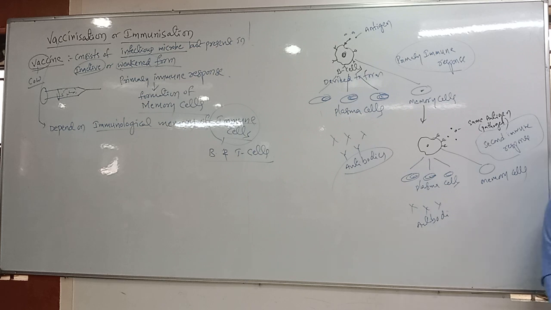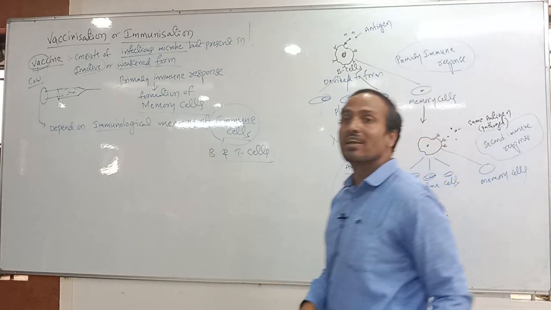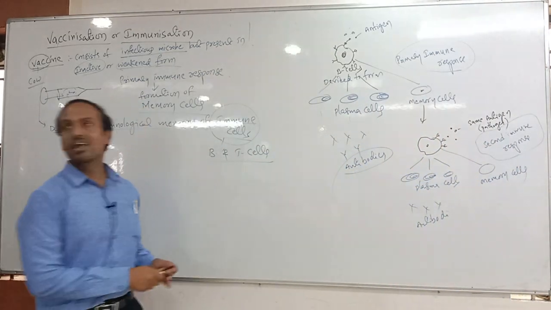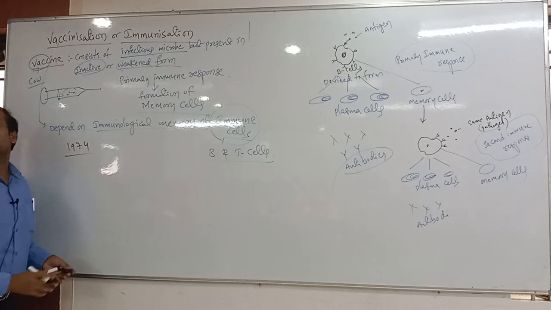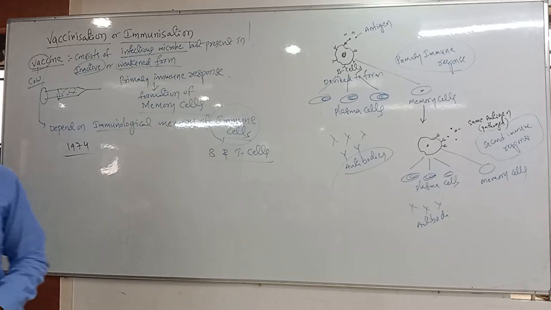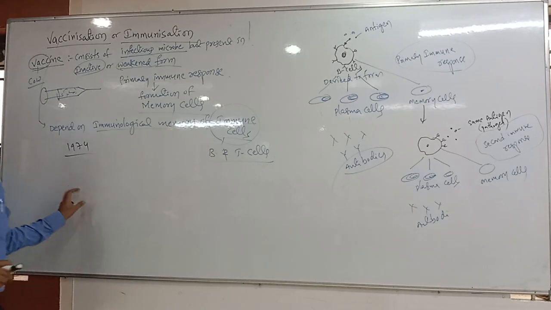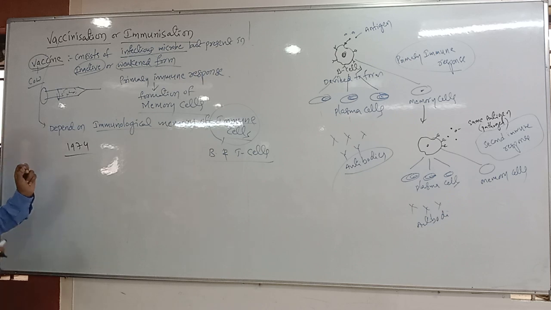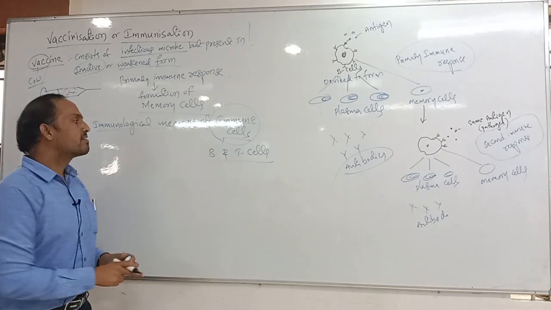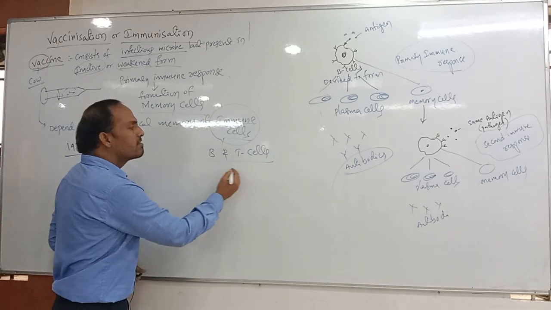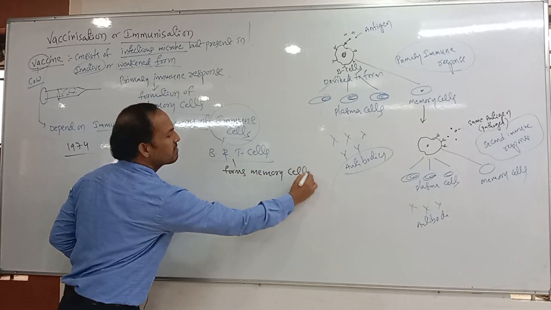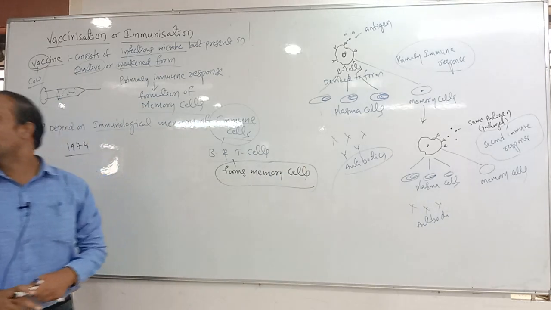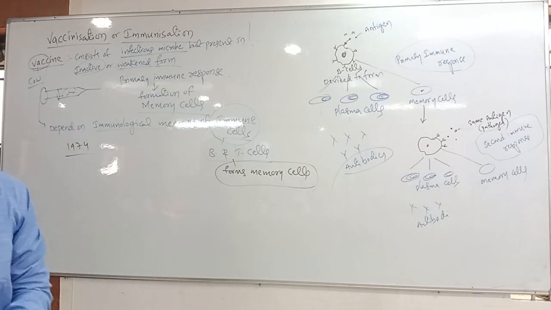Understood? Global vaccination was first started in 1974 by our World Health Organization. They started the vaccination program in 1974. In vaccination, which cells are mainly involved? B and T cells. They form memory cells, and these memory cells are very helpful for the second immune response.